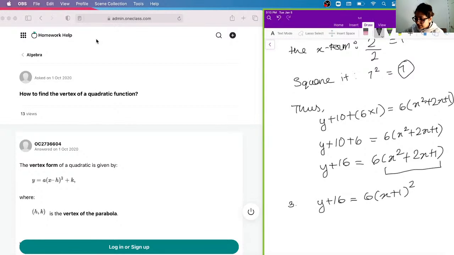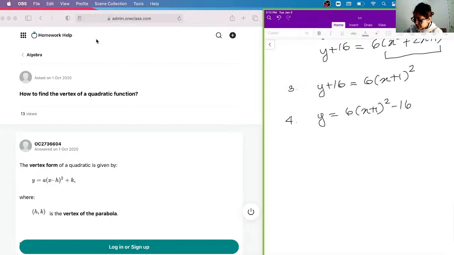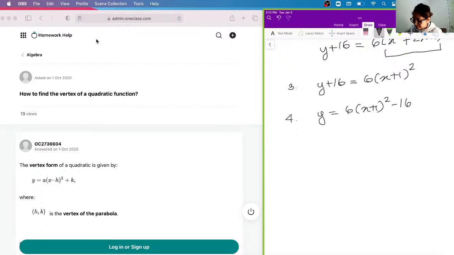Okay. And then step 4, we would have to isolate the y term. So we would have to move the plus 16 to the other side of the equal sign. If you move it to the other side, it's going to become a negative. So we have y is equal to 6 times x plus 1 squared minus 16. Okay. So this was step 4. And now to find the vertex. As you can probably see, this is in vertex form.